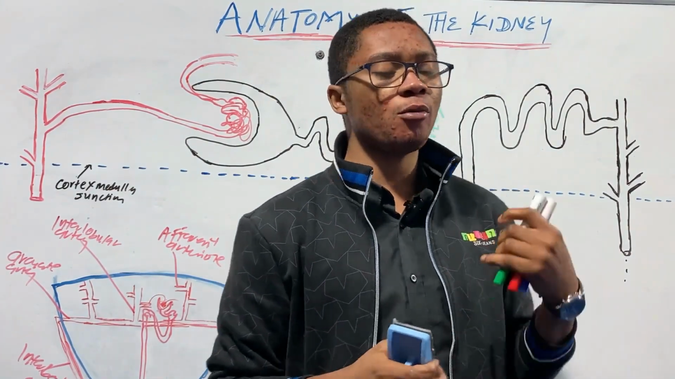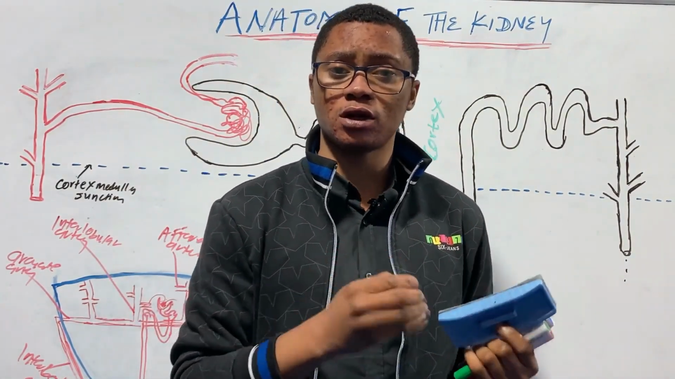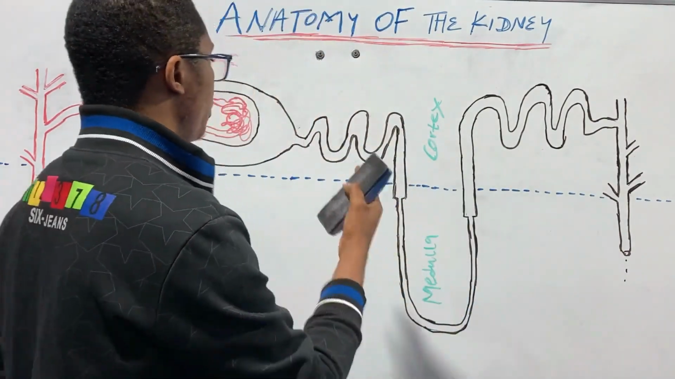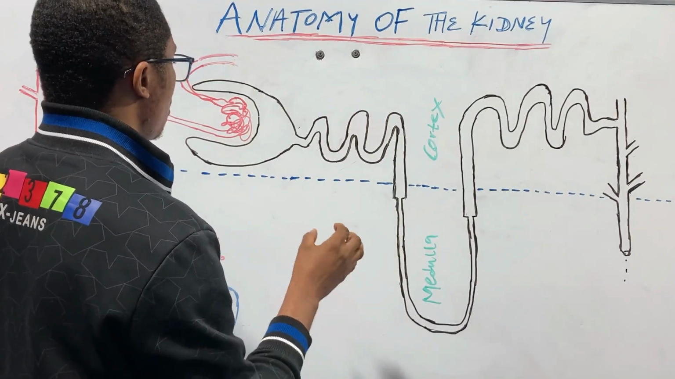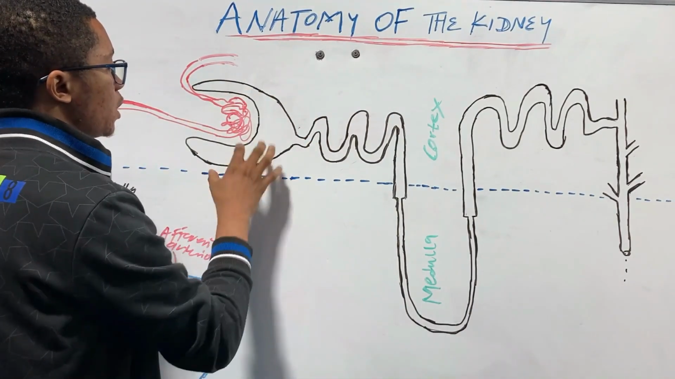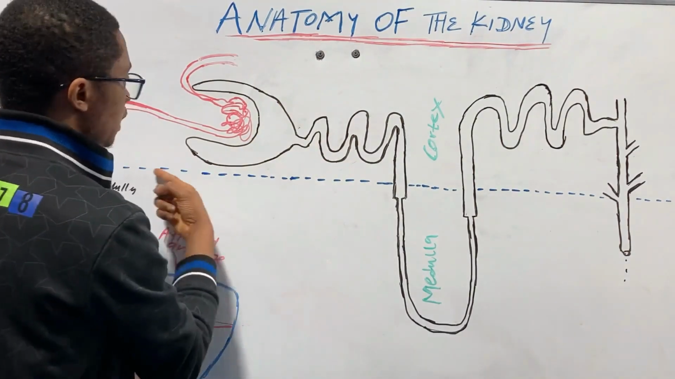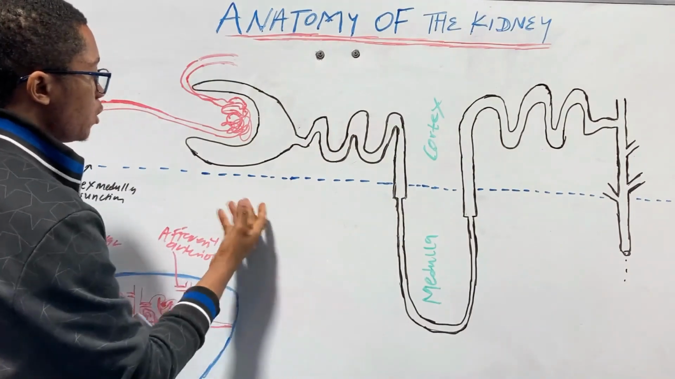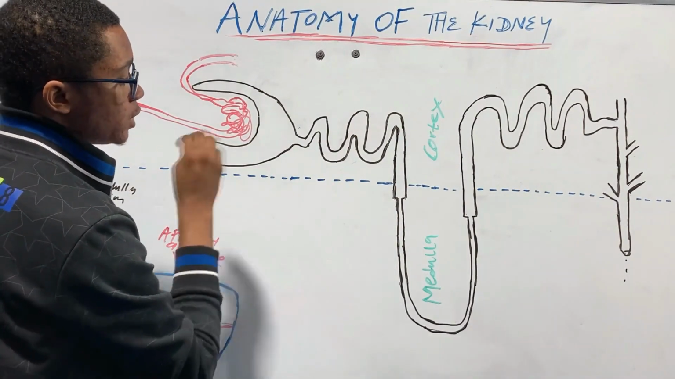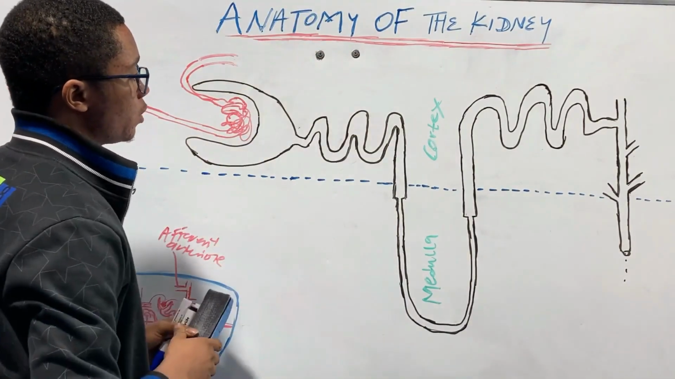Before we move into it, there are two types of nephron: the cortical nephron and the juxtamedullary nephron. As you can see from the board here, in the cortical nephron the glomerulus, and this is the Bowman's capsule, is found in the middle of the cortex. This line here is called the cortex-medulla junction. From here downwards is the medulla, while from this junction upwards is the cortex.